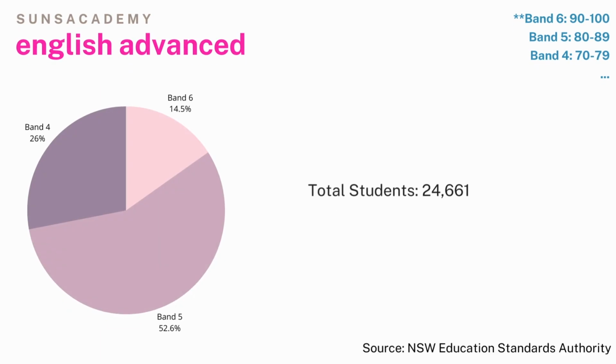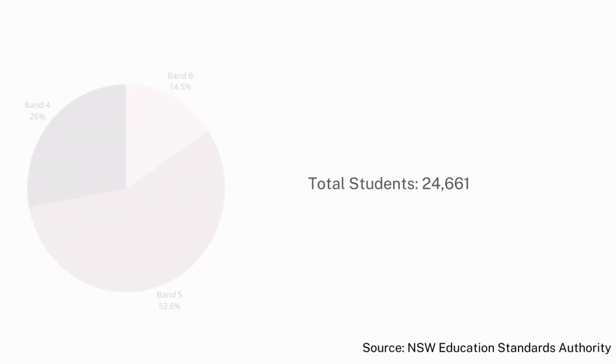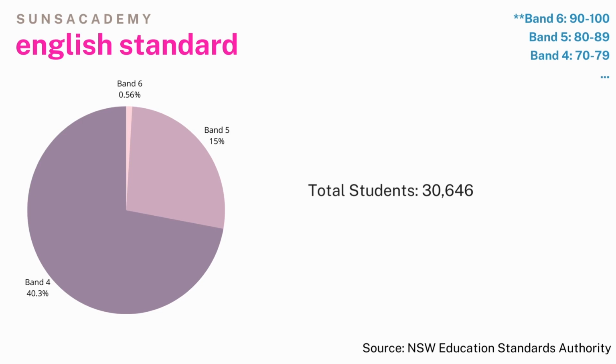So, out of the 24,661 students who sat the English Advanced examination in 2022, 14.5% of students received the Band 6 and 52.6% of students received the Band 5. Let's have a look at Standard English then. In 2022, out of the 30,646 students who sat the English Standard examination, 0.56% of students received the Band 6 and only 15% of students received the Band 5.